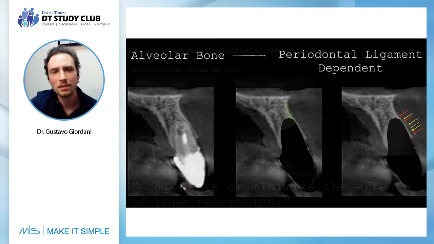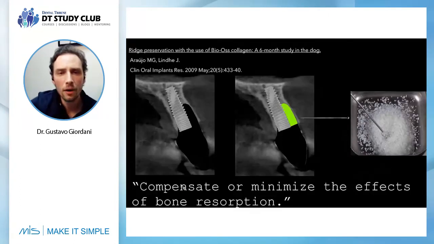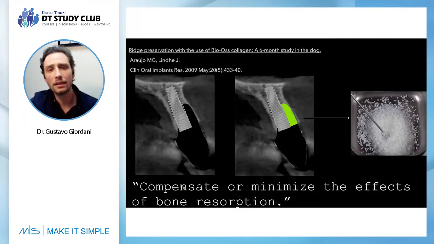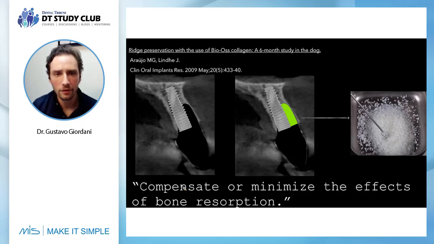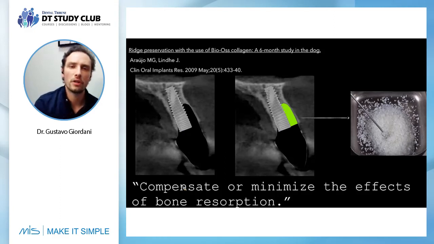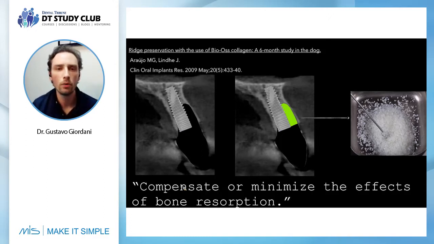So that's why it's very important to place a narrow platform implant to create a 3 millimeter gap between the implant and the buccal wall, and to pack and to place the biomaterial between the implant and the buccal wall. We cannot prevent the resorption after extraction, but we can compensate and minimize the bone resorption's effect, which is very nice to do with the MIS implant, the V3.